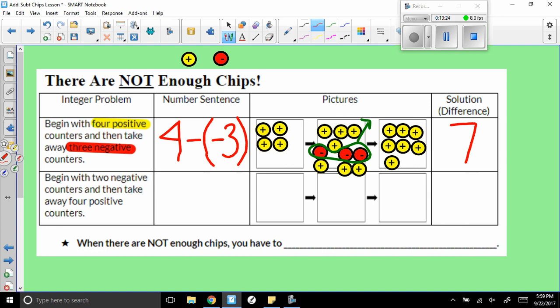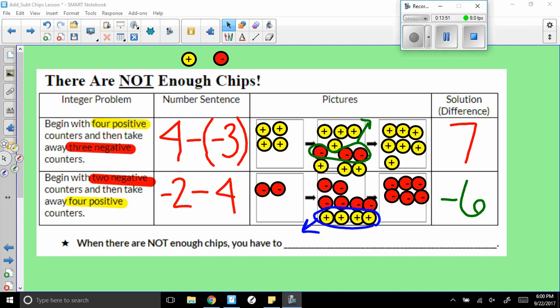Now this is a little bit tricky because I ended up with a bigger number even though I took chips away. But remember, I had to invite those negatives in order to kick them out. Now I want you to really try the next one. Pause the video, draw out your pictures. Don't forget, when you invite those chips that you don't have, you need to also invite their best friends. And we're going to check once you've tried it out.